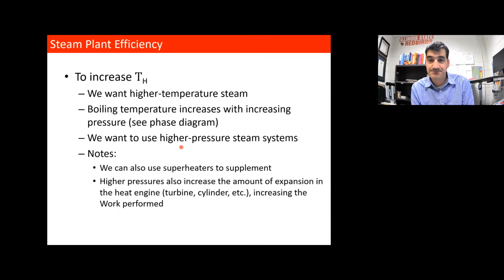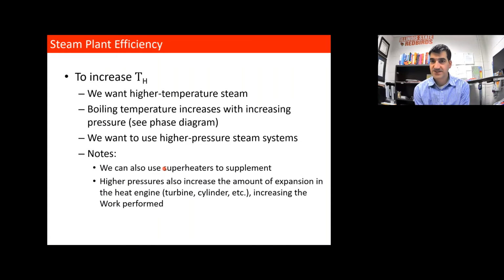Keep that in mind. We can also use superheaters. We've talked about those in passing before, where you can take steam and run it again through the boiler and heat it up even more to get the temperature above the boiling temperature. And we call those superheaters.